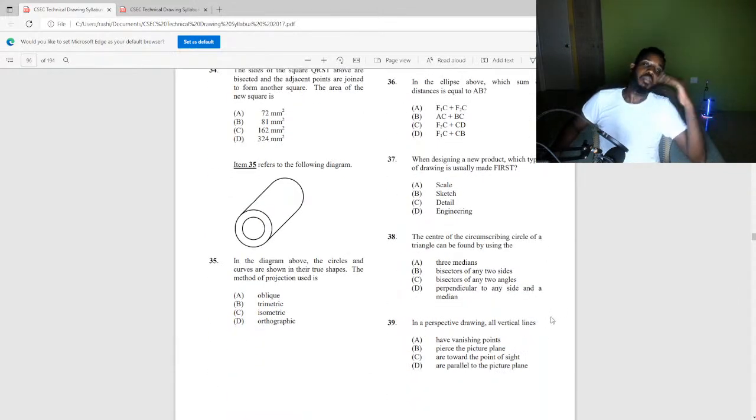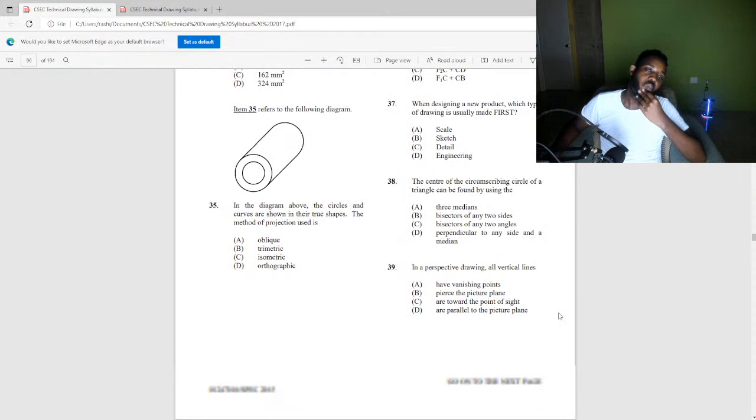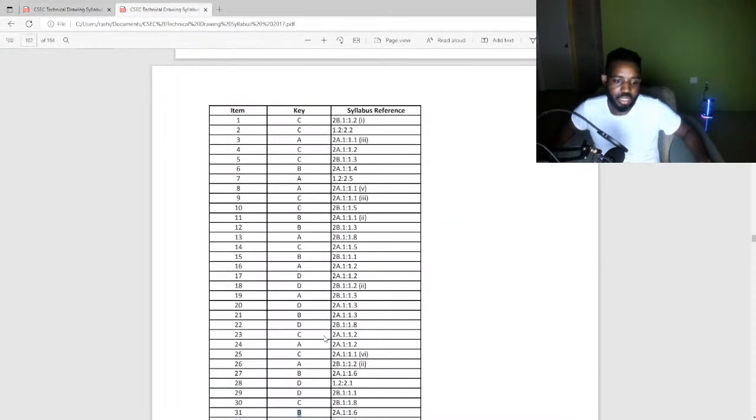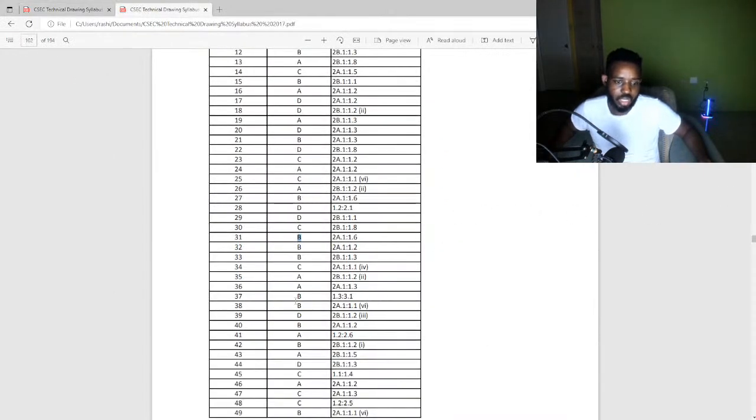All right, number 37. When designing a new product, which type of drawing is usually made first? Scale, sketch, detail, engineering. I would say sketch, because you're not going to waste the time to do the detailed drawings and the engineering drawings and get everything to scale. You want to do a sketch first and see what it looks like. Just like with your SBAs, where you had to do a sketch first, and that's why sketching is important. So I would say number 37 is B. Let's double check. Number 37 is indeed B.